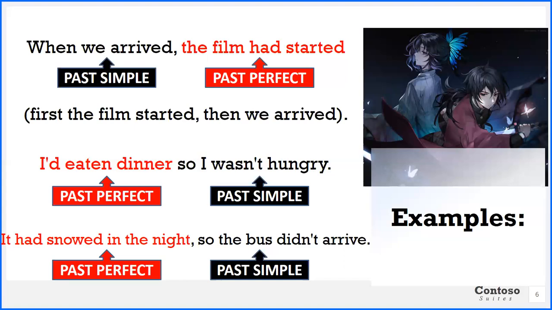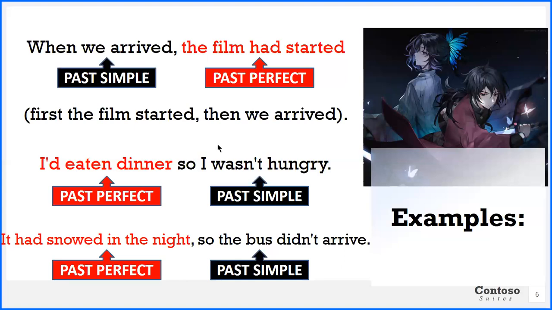It had snowed in the night, so the bus didn't arrive. Did it snow first, or did the bus not arrive? Well, first it snowed, and that's why the bus didn't arrive. So this is just a question of context. By using past perfect, people are automatically going to understand that that action happened before the other one, so it gives it priority over past simple.